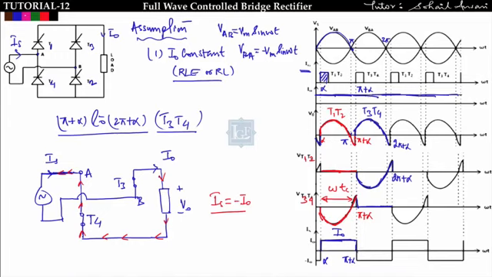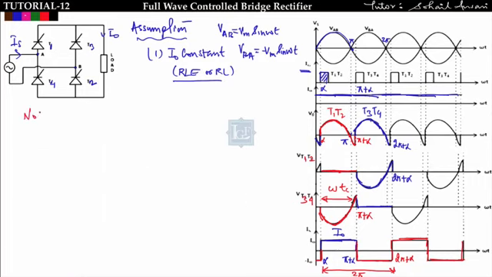So from π + α to 2π + α, the source current I get is minus I0, which looks like this. Is it fine? So in this way we can make the output voltage waveform, the voltage drop across the thyristor, and the source current. Got it? Now let us find some important parameters, take a note.